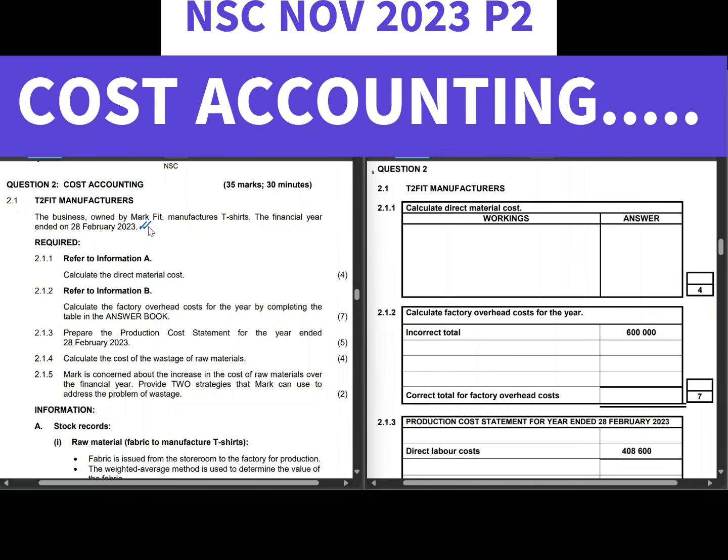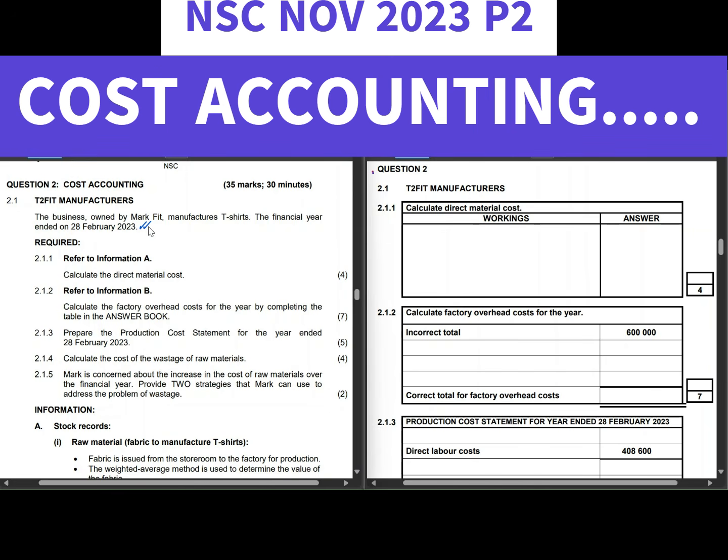So it is very important that you understand your time frames, when the financial year begins as well as when it ends. Do not always assume that it's going to end in February. I've seen question papers where it will end in June, where it will end in May, even in September. So make sure that you familiarize yourself with different financial periods.